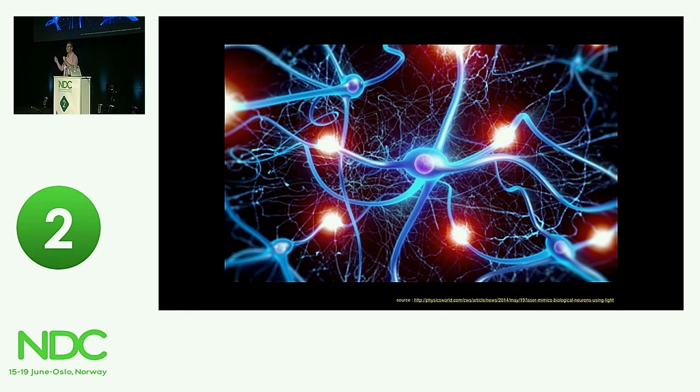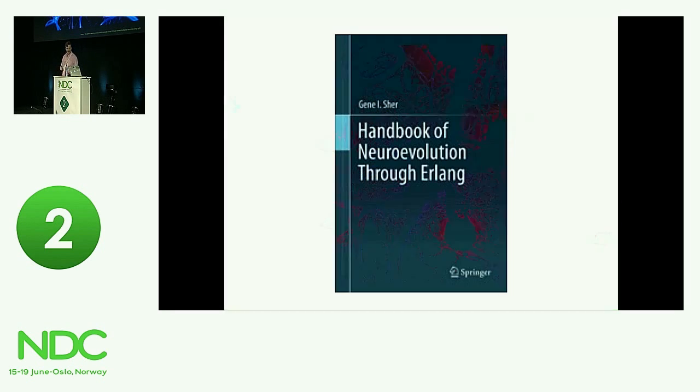It's a number of neurons sending messages to one another. But it's the same model. And actually a guy called Dean Shear wrote a book about how you mimic the brain in Erlang. You can do the same thing in Elixir there. But that's actually quite cool. And that's how we work.